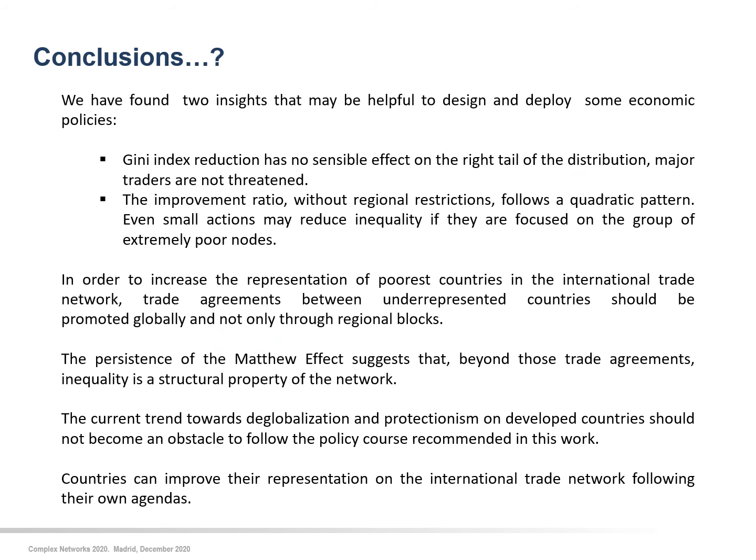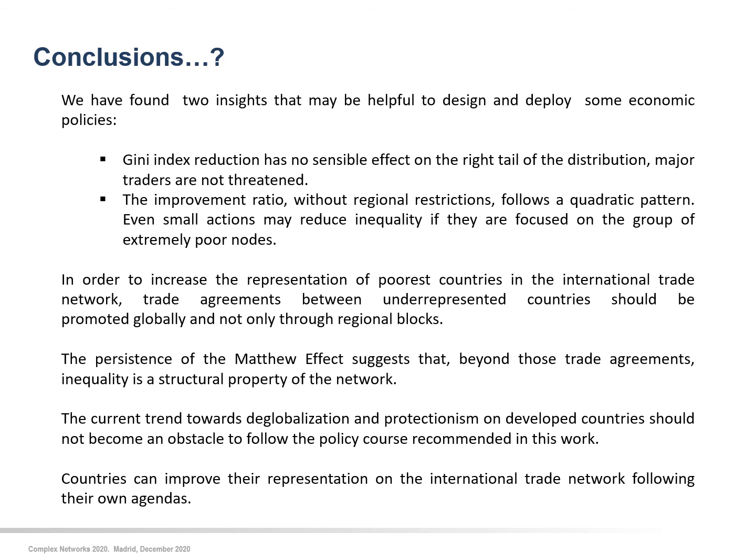What are the conclusions of this research? We have found two insights that may be helpful to design and deploy some economic policies. First one, the Gini index reduction has no sensible effect on the right tail of the distribution. Major traders are not threatened. Second one is that the improvement ratio without regional restrictions follows a quadratic pattern. Even small actions may reduce inequality if they are focused on the group of extremely poor nodes.